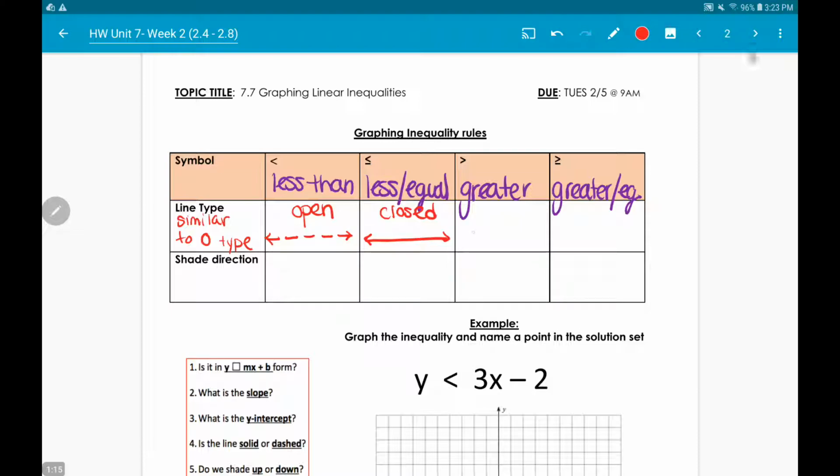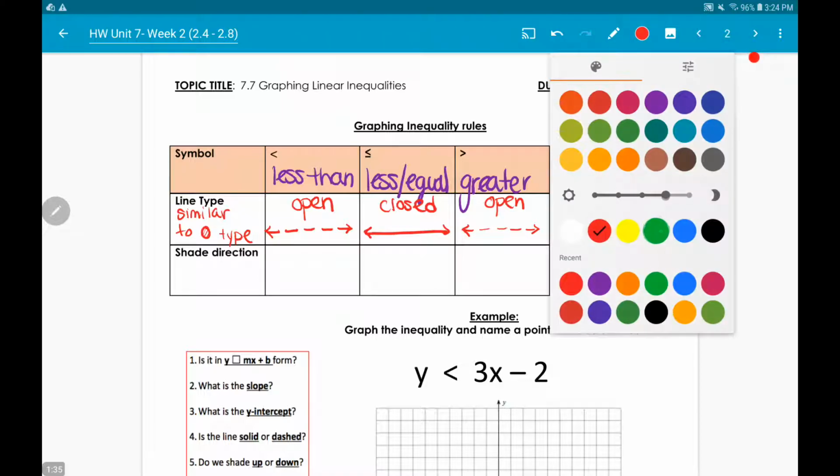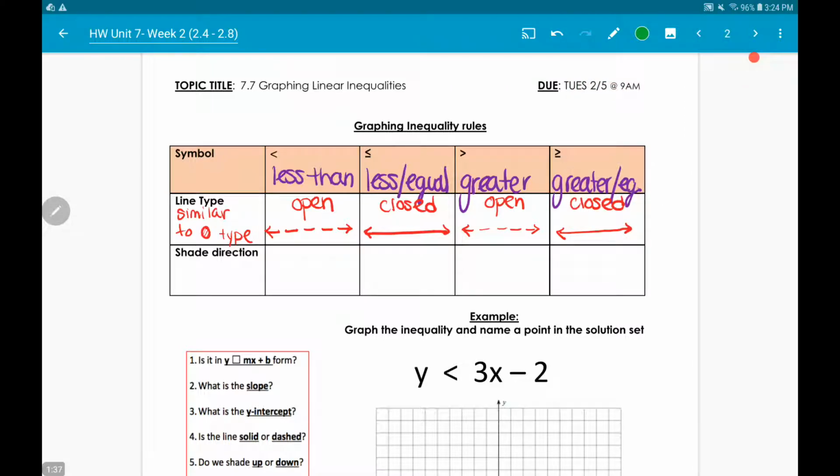All right, so same thing for greater. If it says just greater, it is going to be an open or dashed line. And as soon as it says that word equal to, then I'm changing it to solid or closed, just like our circle types.